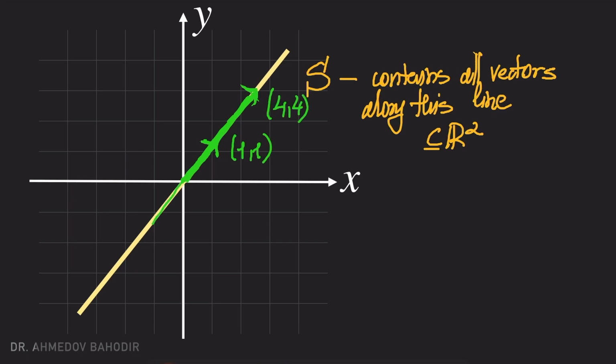You can even multiply this by a negative number. It is still going to be along this line. For example, this vector is going to be -2 and -2, let's say, or -1 and -1, which is still going to be here along this line.